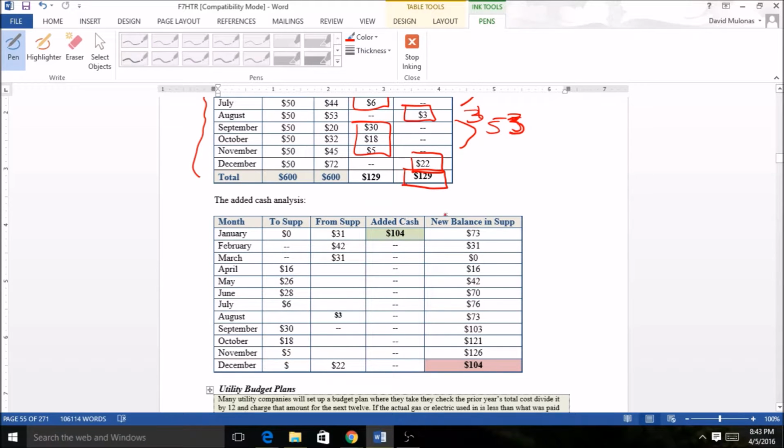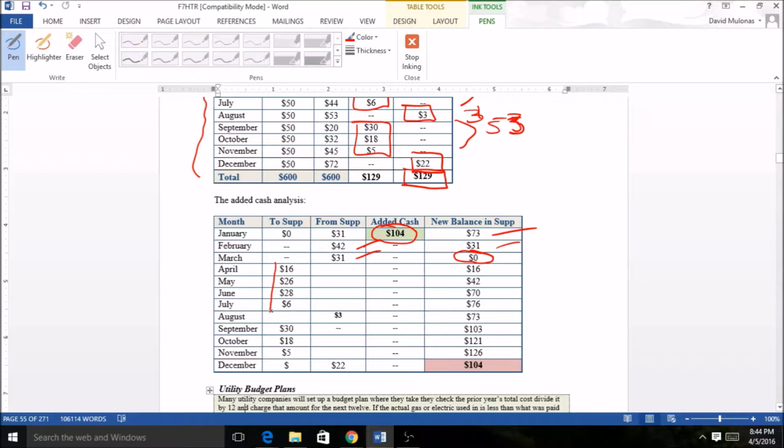So right up front, we stick in this $104. And then the first month, as we already know, we're already taking money from that, which leaves the 73, and then we take here 31, and then we end up at 0. So this is exactly what we predicted.